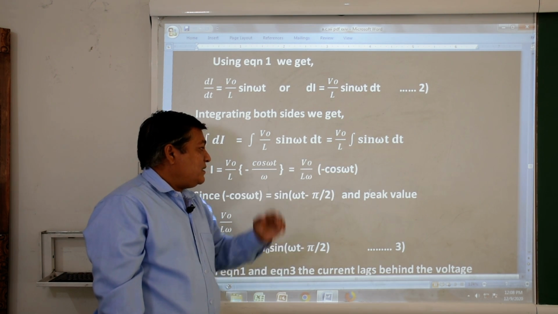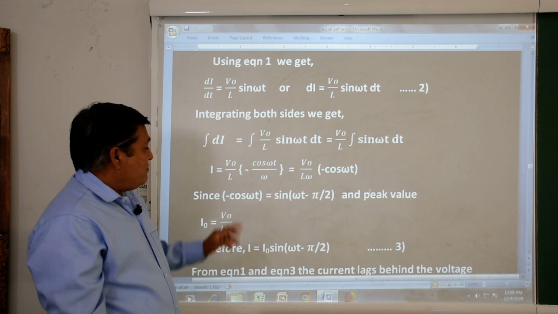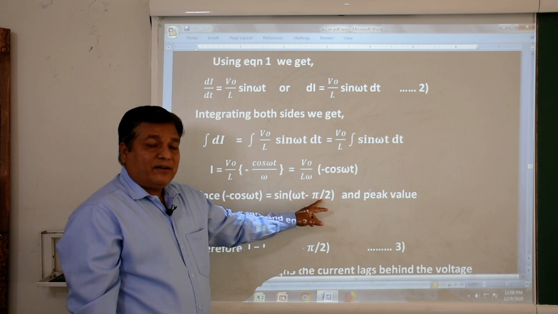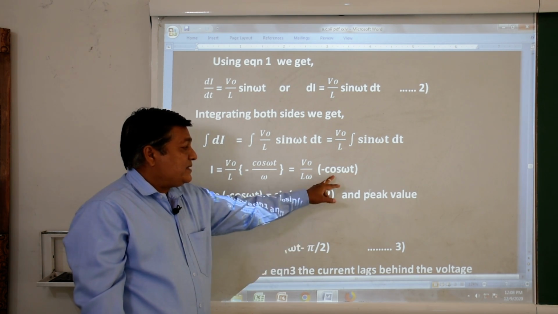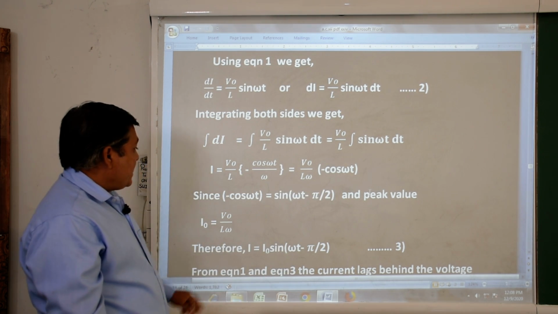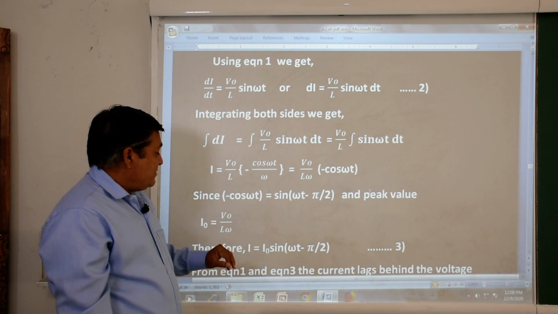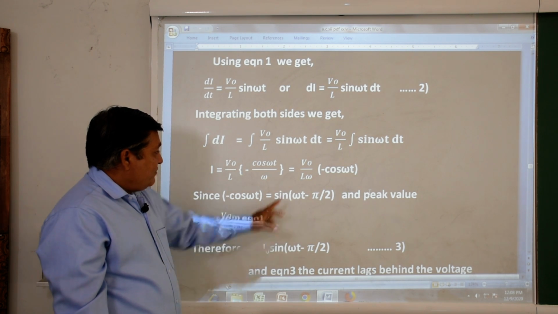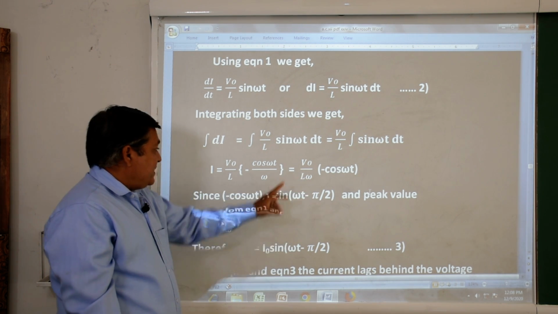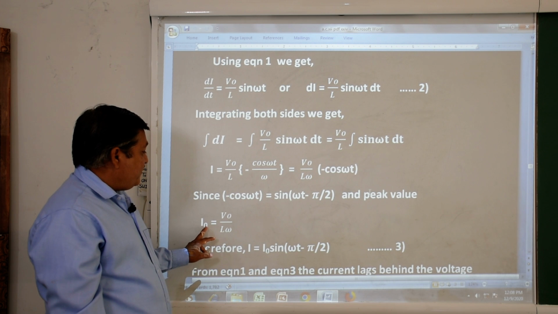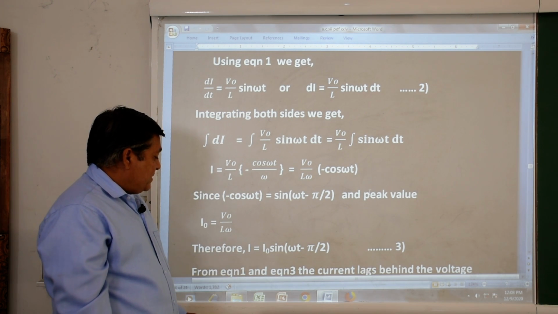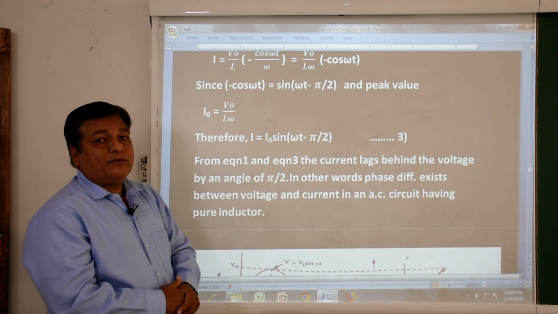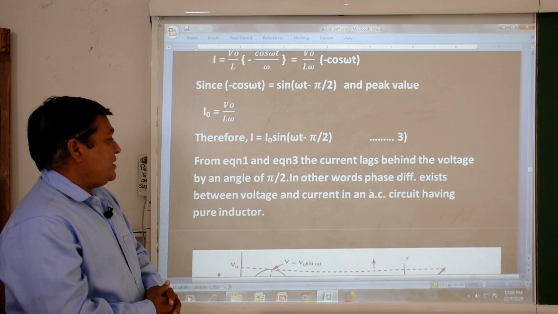If we want to convert this in terms of sin, minus cos theta will become sin theta minus 90 degree. So, we place this value in place of this. What do we get here? After placing this value, the value of current I will become V naught upon L omega. In place of V naught upon L omega, if we place I naught, the above expression will become I is equal to I naught sin omega t minus pi by 2. This is supposed to be equation number 3.